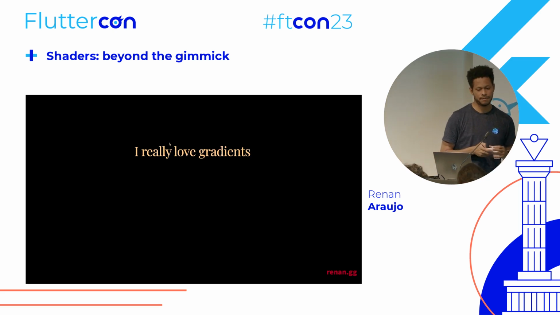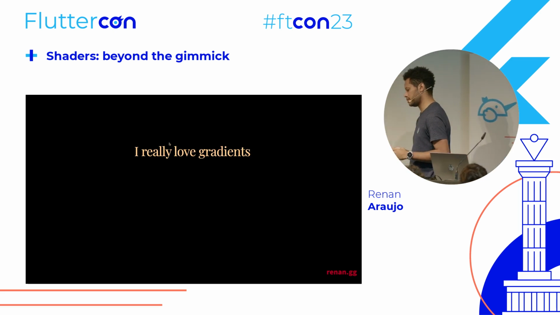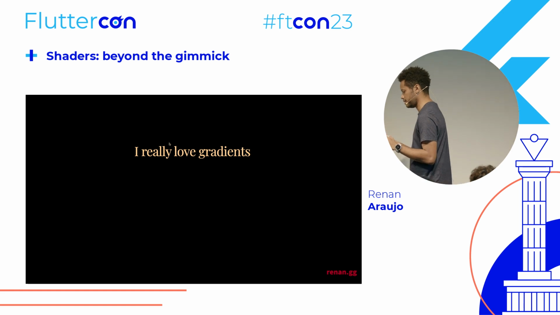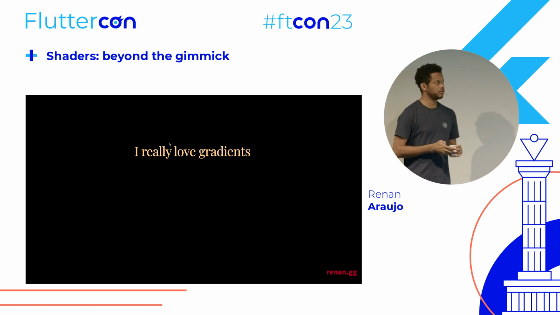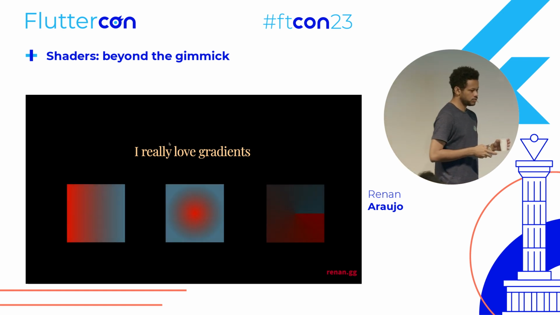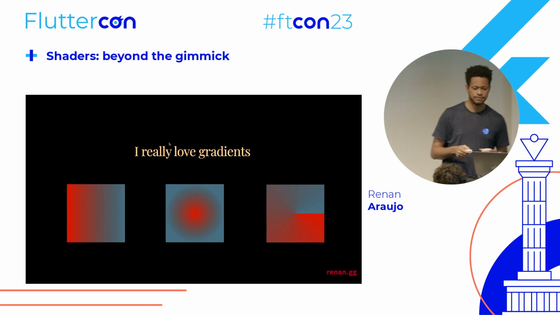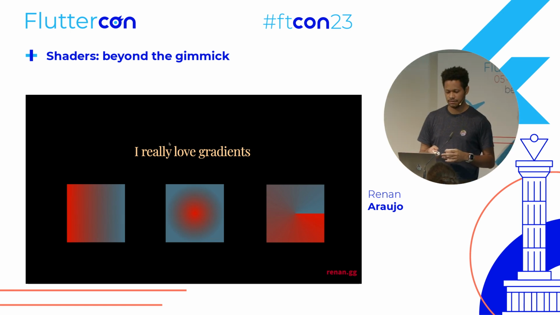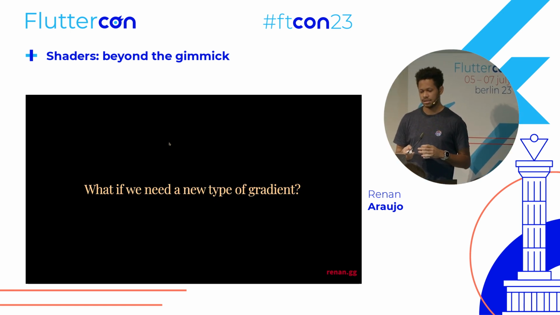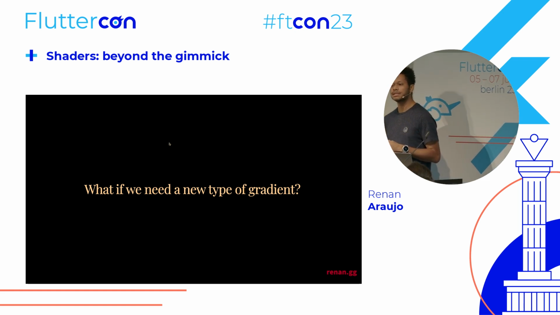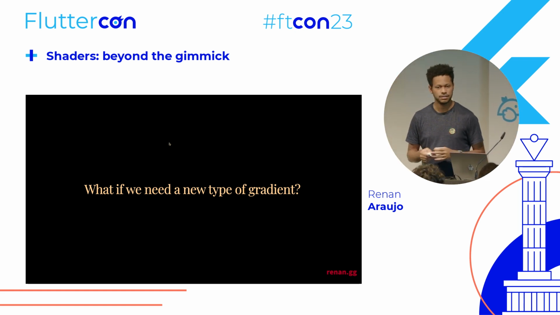So for the next example, I want to say that I really, really love gradients. It's one of those things that are weird for someone to like, but I do like them. I also like maps. I really like gradients, and we have some nice gradients on Flutter. We have the useful linear, the beautiful radial, and the sweep gradient. But what if we want some different type of gradient on Flutter?